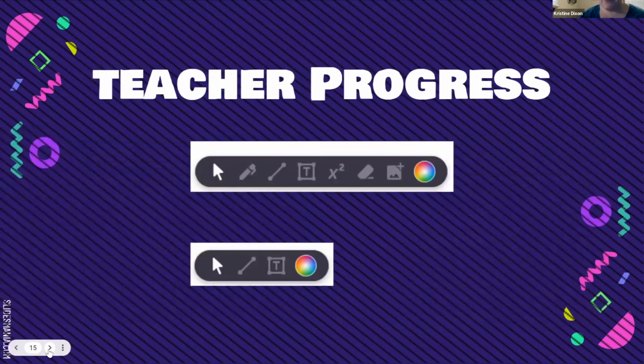Then this is my teacher progress. It started out with all these buttons, and then I learned over time, with each assignment, I can adjust the buttons and make less stuff available for them. So as the students learned, I learned too.